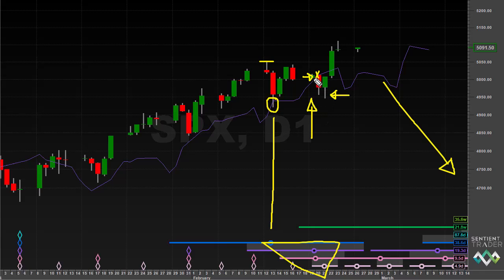The interesting thing is that, of course, price came down, reached that target, and then turned back up again. So was that our F category interaction? No, in my opinion, it wasn't. Our F category interaction still lies ahead of us. So what was this interaction over here?